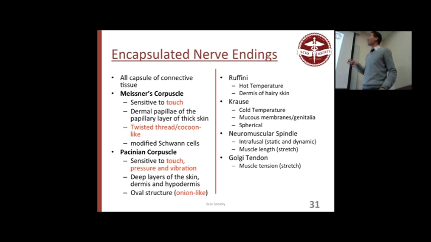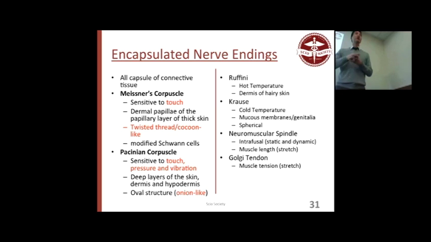Okay. So Ruffini's, like I said, hot, Krause's, cold. Neuromuscular spindle and Golgi tendon, you already know from the last quiz. When he said there are two types of spindles, what were they? Dynamic and static. Dynamic was the rate of change, and static was just the length. Golgi tendon, you already know. Is it reacting to the muscle length or muscle tension? Tension. Perfect. You're teaching here.